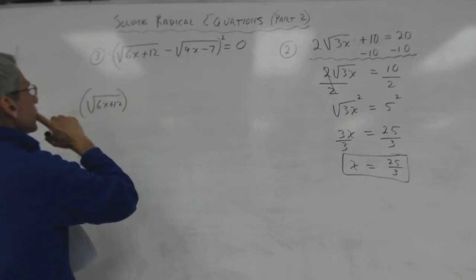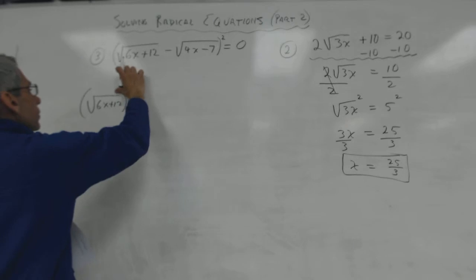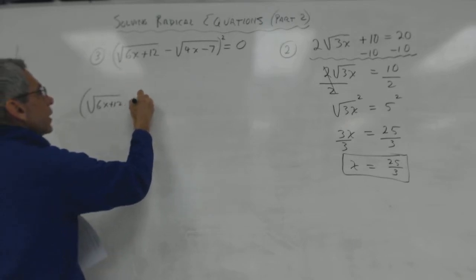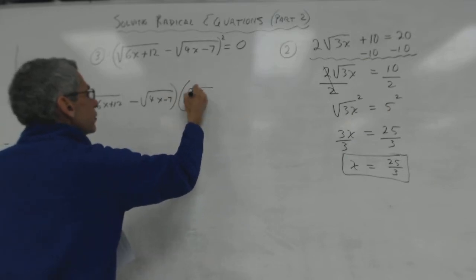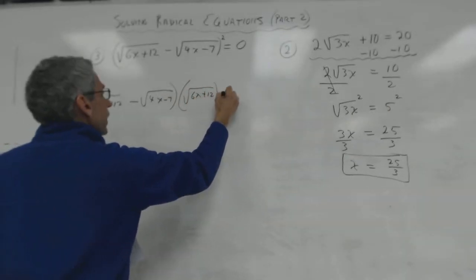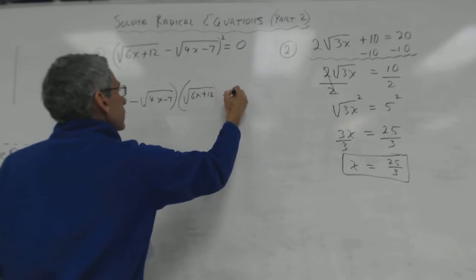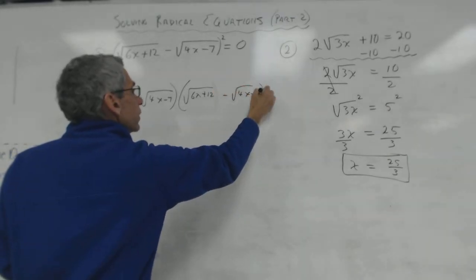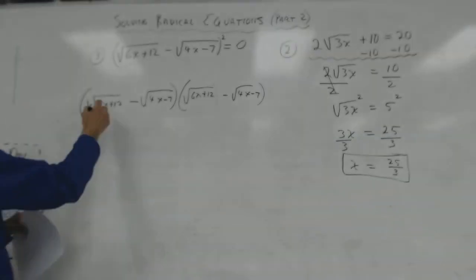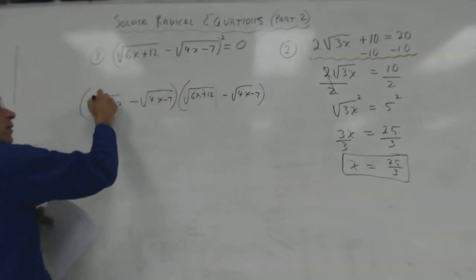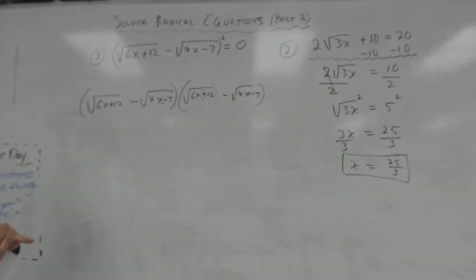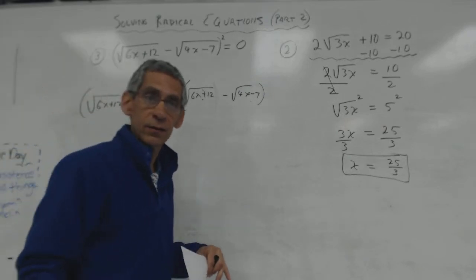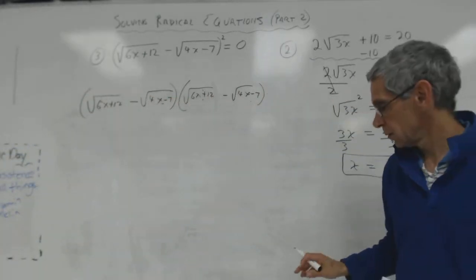Let's see here. 6x, how do I do this? Can't you just take 6x plus 12 minus the square root of 4x minus 7 times the square root of 6x plus 12, minus the square root of 4x minus 7? I'd have to do this times this, and this times this, and this times this, and add them all together, and it would be a nightmare. It would take you 20 minutes. Doesn't squaring take out all the square roots?